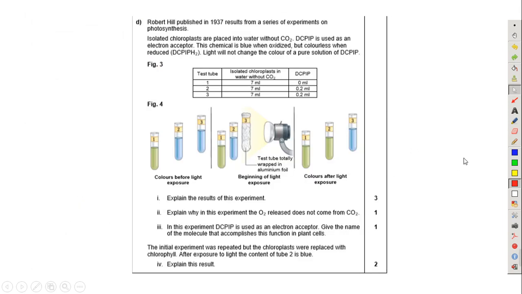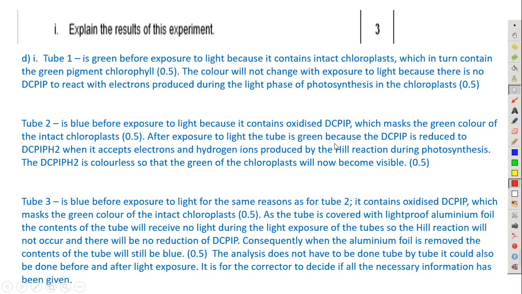Okay, so we're now going to tackle these 4 questions here. 1, 2, 3, 4. Okay, first one. Well, basically we've done this. We've explained tube by tube. So I think the easiest is just for you to read this paragraph. So what you can do is obviously pause the video and write the answers.